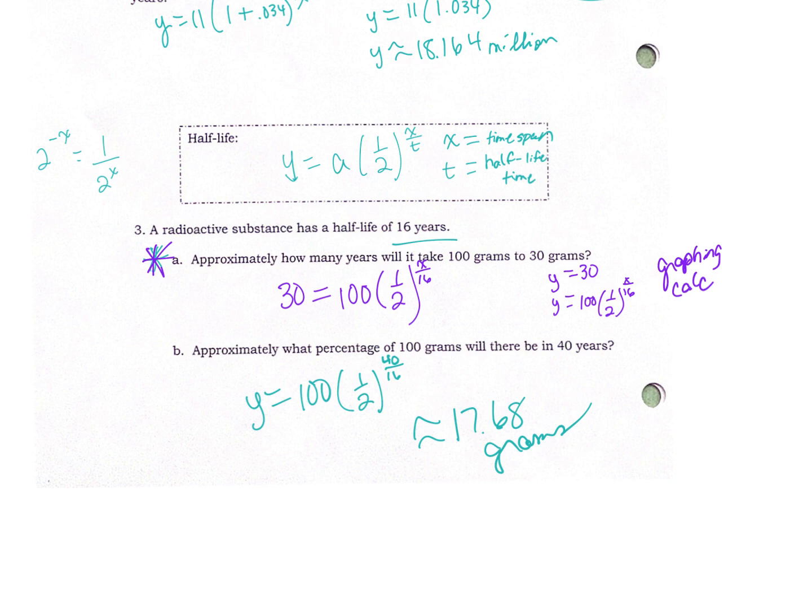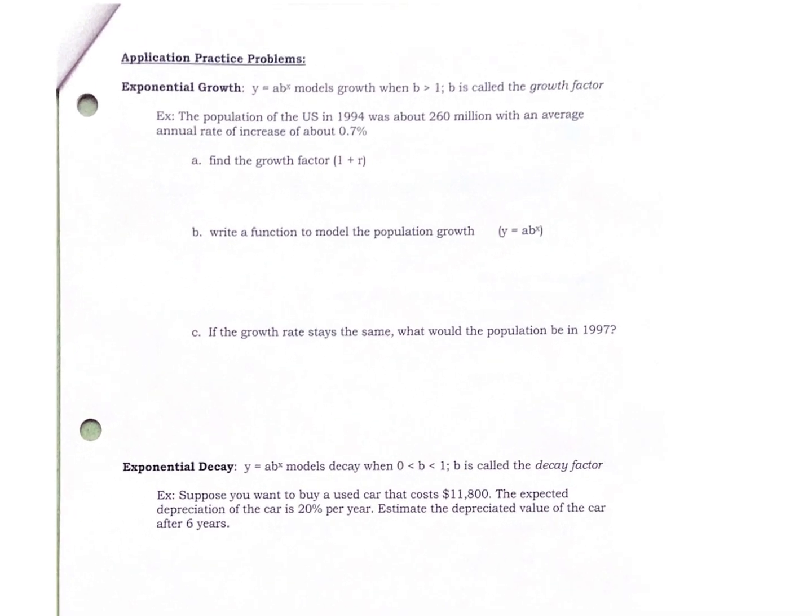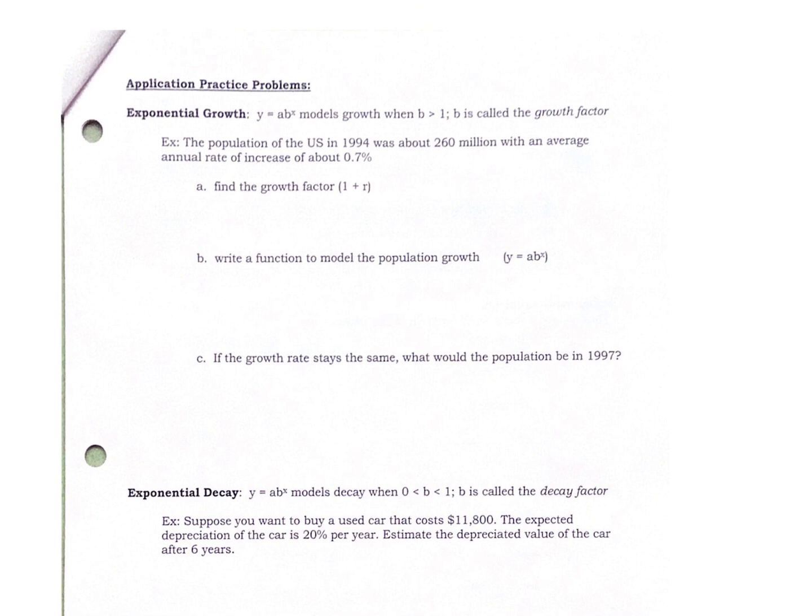A couple more examples here. This kind of walks us through the process a little bit more, which I think is good. It's a little bit helpful. So it's reminding us, here's our model, y is equal to a times b to the x. B, if it's a growth factor, means we're adding that, so we're doing 1 plus r. So this is asking us to figure out what the growth rate is.